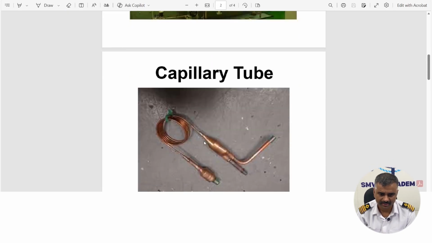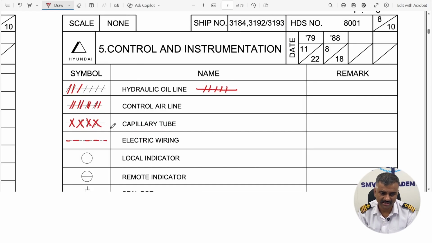Capillary tubes: you can see these are small copper pipes, used generally in the refrigeration section or in the viscotherm or in other sections where you take a small tapping of the fluid to measure something, say temperature or some other parameter. You use a capillary for that. This is how a capillary tube will be shown in the line diagram. For electrical wirings it is simple, always shown by these dashes.